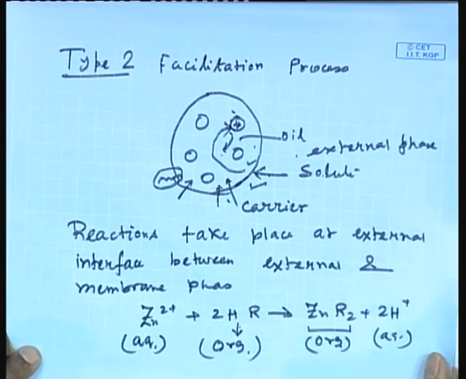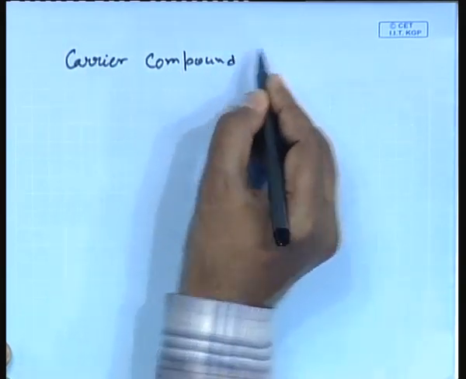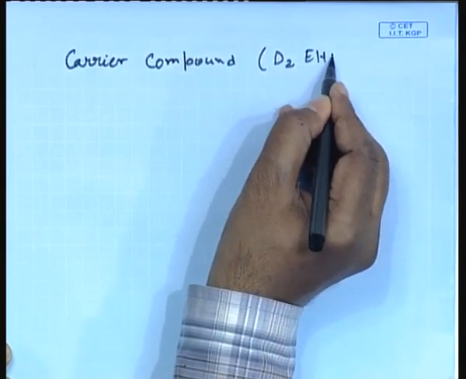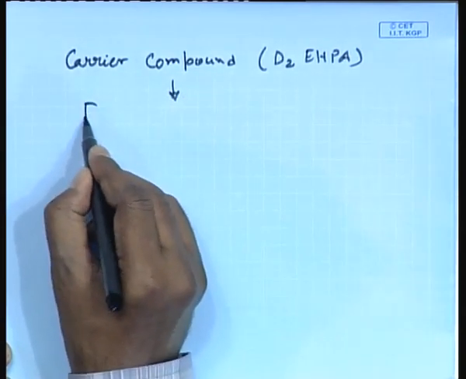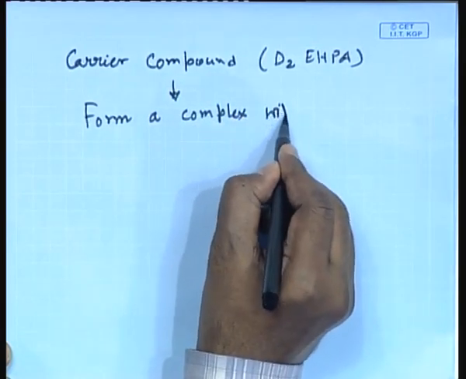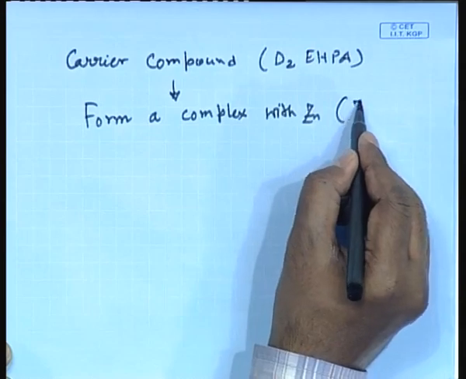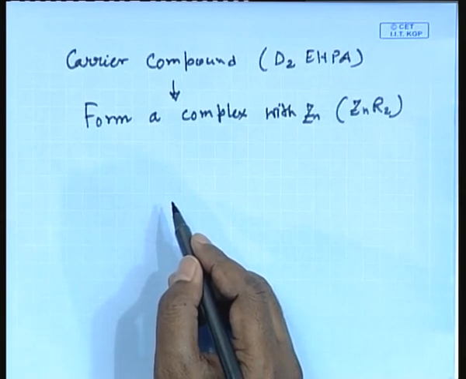Okay. Now, what is a typical carrier compound? A typical carrier compound is called D2EHPA, it is a big name, and this forms a complex with the zinc. And we have denoted this complex as ZnR2. Okay. Now, this zinc complex diffuses through the oil phase to the internal phase, right.